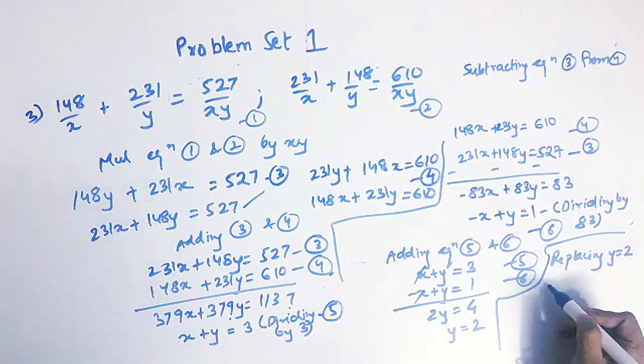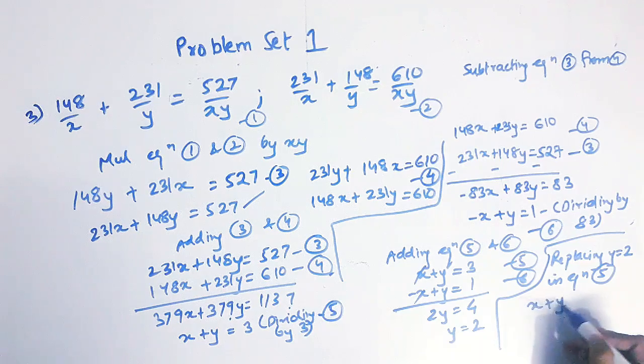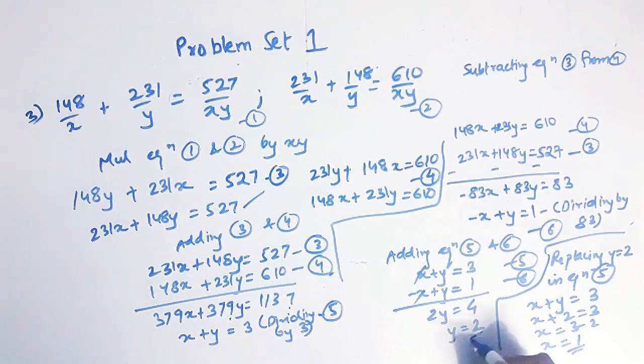Now replacing y equals to 2 in equation, I'll take 5, x plus y equals to 3. So x plus 2 equals to 3. X is equal to 3 minus 2. X we got 1. So x 1, y 2. What is your solution? Solution is 1, 2.